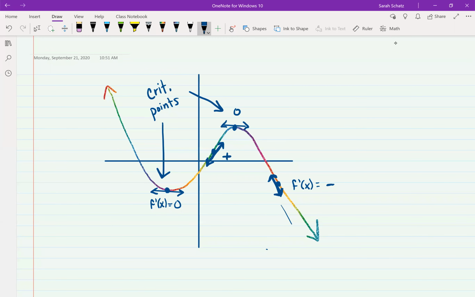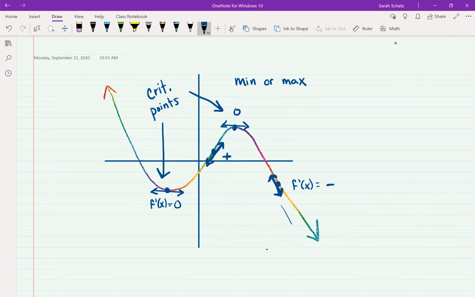I know I at least said the words min and max in our class on Friday, but I didn't specify that you would have to put that as part of your answer. So I want to be clear that each critical point is either a minimum or a maximum.